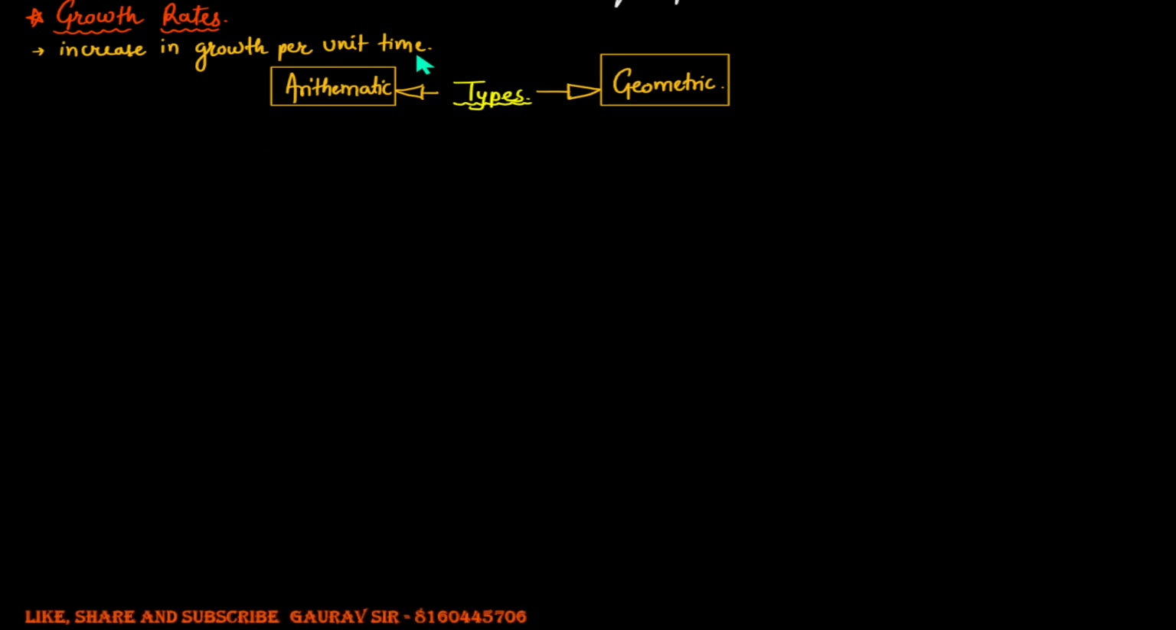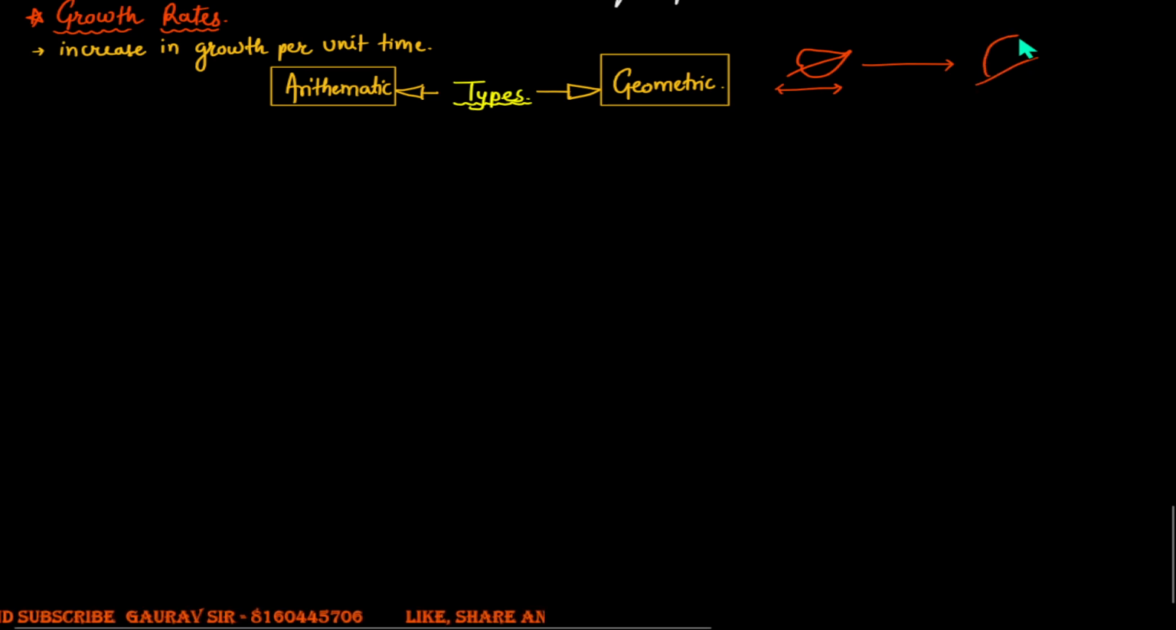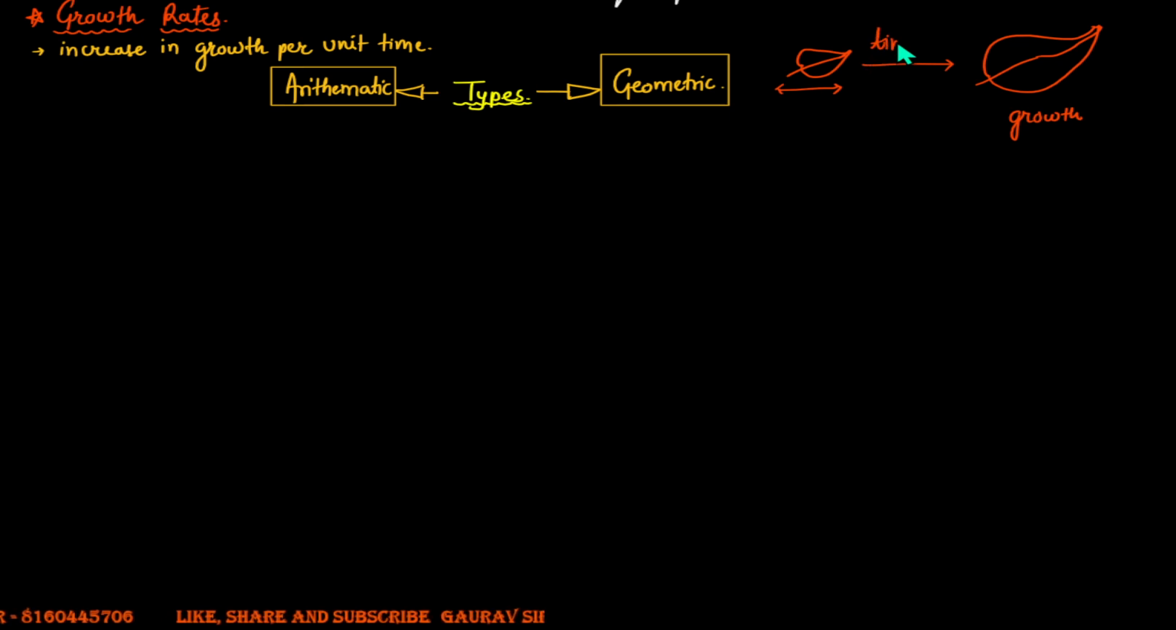Let's take one example and try to understand what this growth rate is. You observe this leaf, and you find it has a certain dimension. After some time, maybe a day or two, we find there is a considerable increase in the size of the plant. Since there is a measurable increase in the size of the plant, I can say that growth has taken place. But while growing, the plant did consume some time. So this growth per unit time is referred to as growth rate.